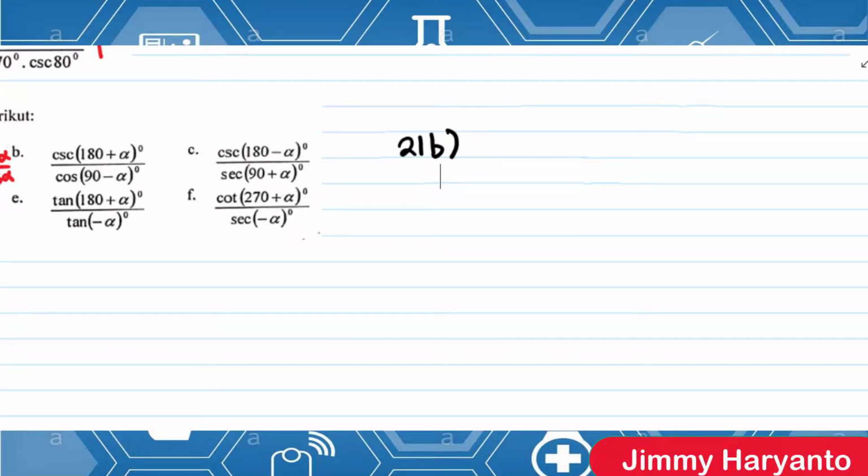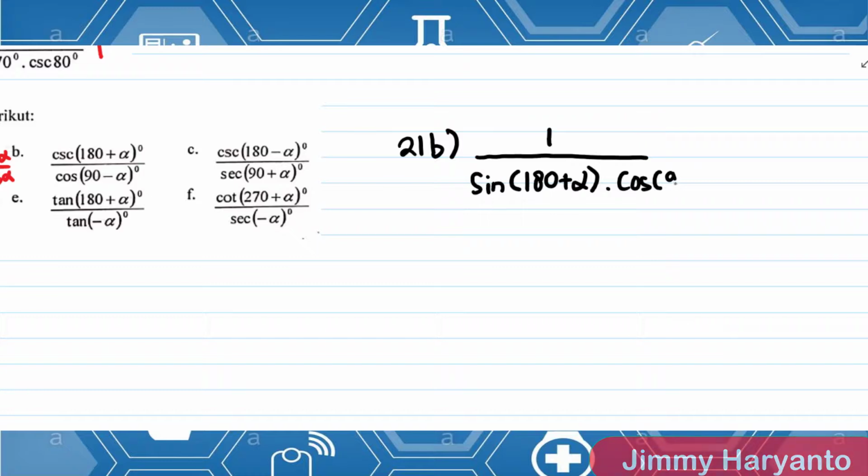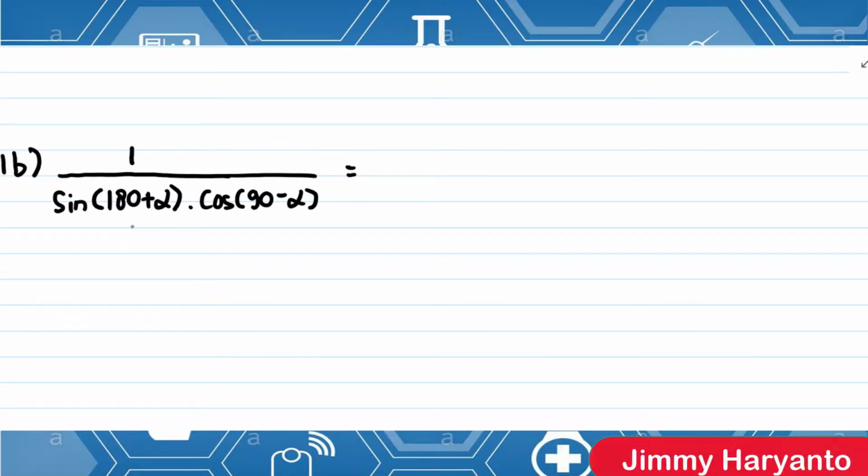Okay, next is 21b. So we have cosecant right now. Cosecant, as you know, is the opposite of sine. So I will write sine instead of cosecant. Sine in the bracket 180 plus alpha, but it's on the bottom, times cos 90 degree minus alpha. Okay, after this I will simplify this. 180 plus alpha will be quadrant 3. Sine in quadrant 3 will be negative. It's normal, so it will be sine alpha.